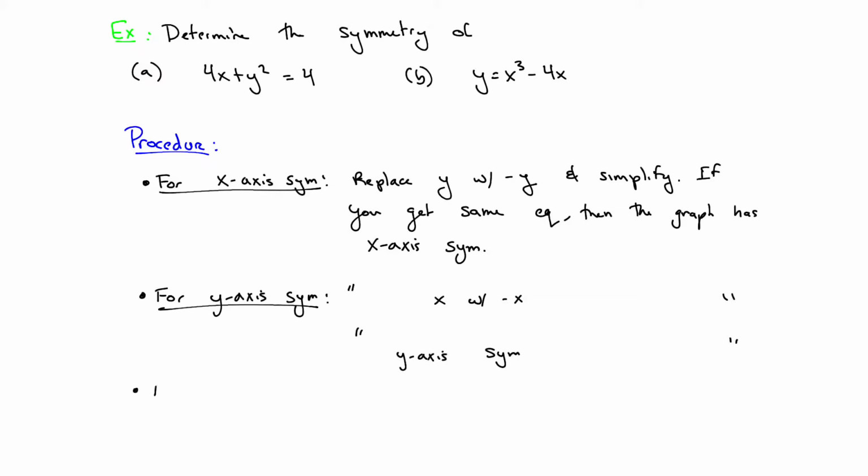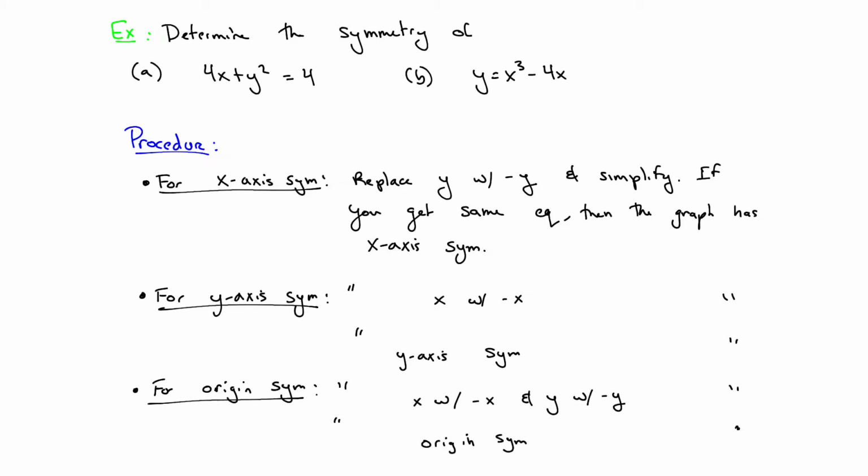Last but not least, for origin symmetry, the same thing, right? But you're going to replace x with negative x and y with negative y. And then you'll get origin symmetry. I hope that makes sense. So basically, it's the same verbiage, the same sentence, except instead of y with negative y, x with negative x, and then instead of x-axis symmetry, y-axis symmetry, and the same thing for origin symmetry.